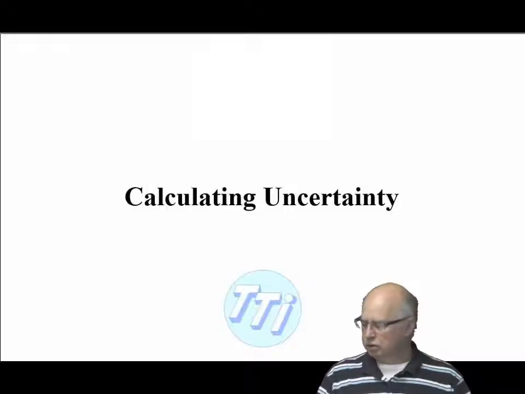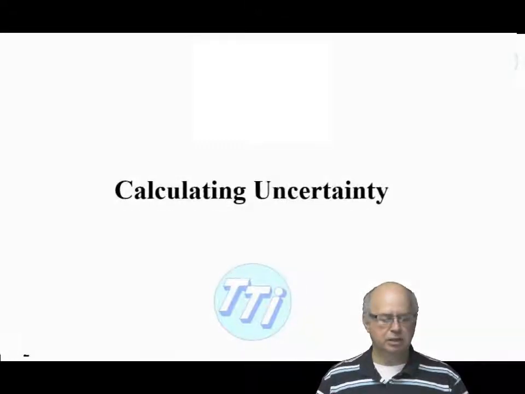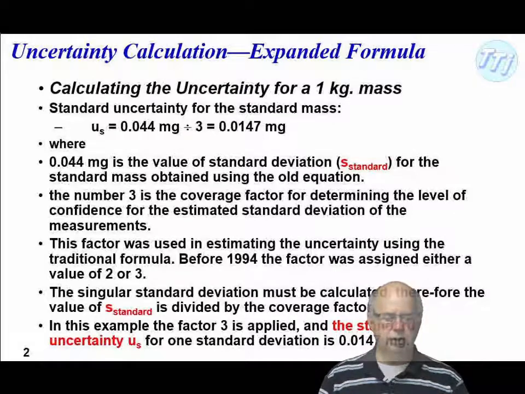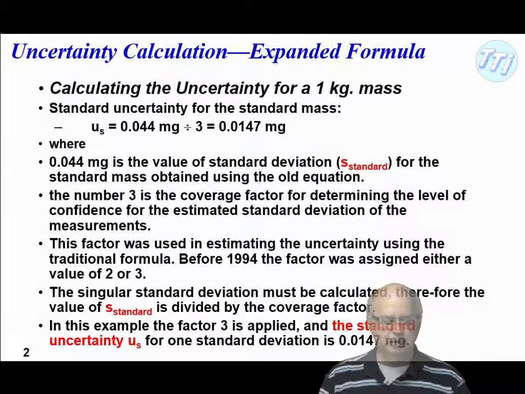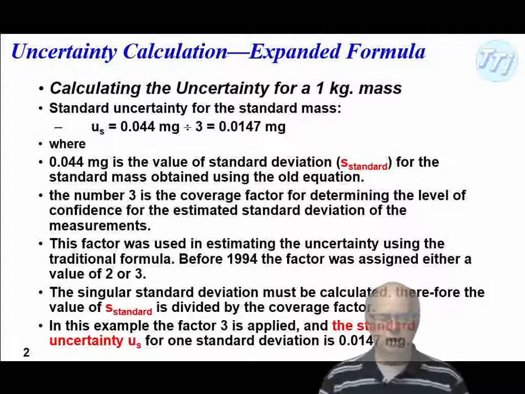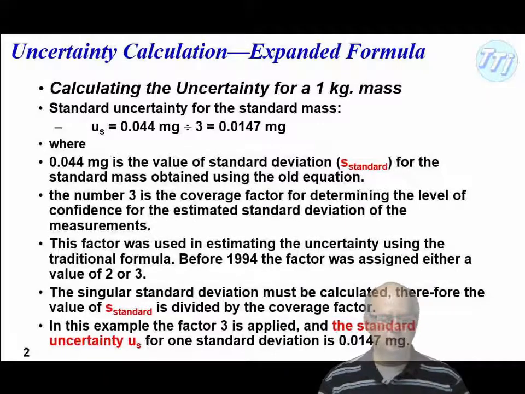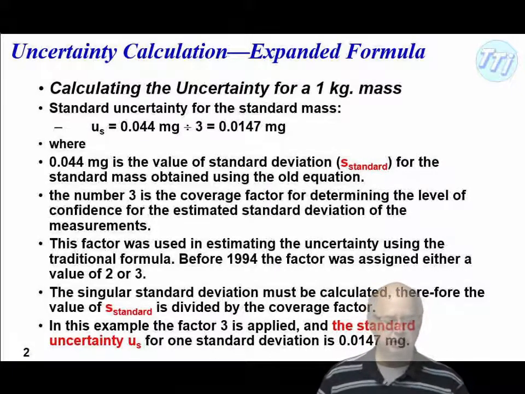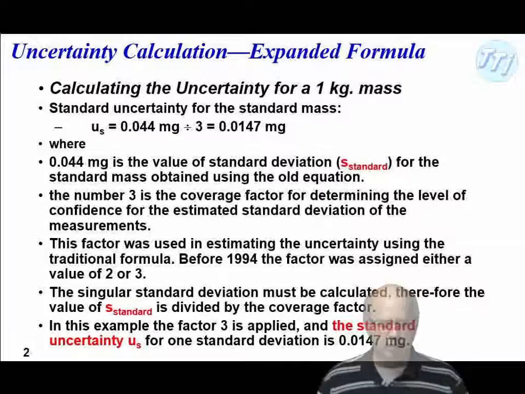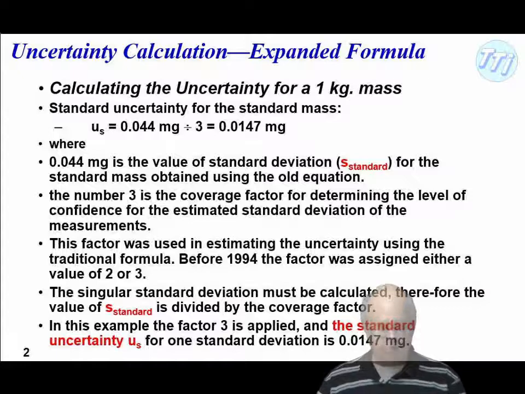In this chapter, we're going to look at an example of calculating uncertainty, and we're going to look at the uncertainty for a 1 kilogram mass. We saw previously, in a previous chapter, that the standard uncertainty for a mass was 0.044 milligrams, and we divide by 3 based on the NIST assurance program, which suggests that the 0.044 is for 3 sigma. So now we have a standard uncertainty of 0.0147 milligrams, and that's a number that we've found from the previous work in an earlier chapter.